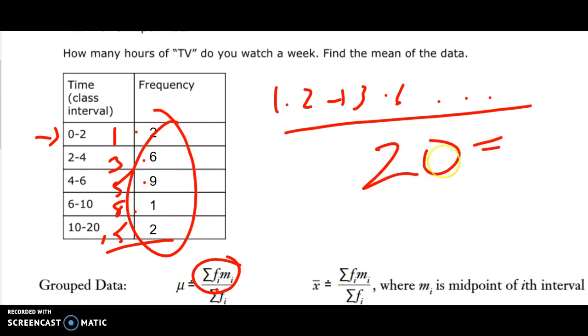That's essentially the same way to do it for both population and sample. Remember, that formula is for population, and that one is for sample. You do the exact same thing: you take how frequently something comes up, multiply it by the midpoint, and then divide by the total number of elements. That's going to end this part of the video.